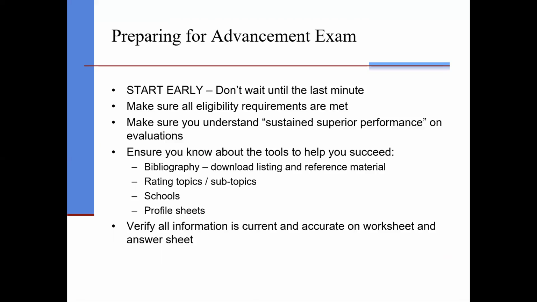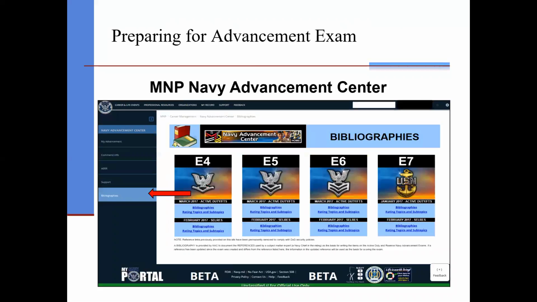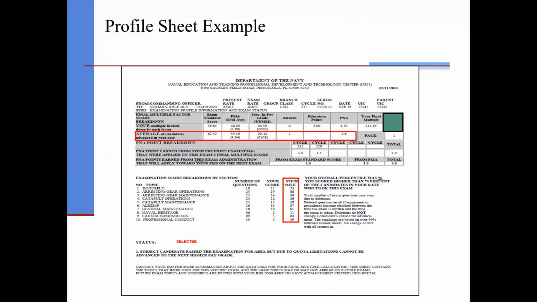Make sure all eligibility requirements are met. Make sure you understand sustained superior performance on evaluations. Ensure you know about the tools to help you succeed. Bibliographies, which is downloading, listing, and reference material, rating topics, subtopics, schools, profile sheets. Verify all information is current and accurate on your worksheet and answer sheet. My Navy portal. Here is an example of a profile sheet.